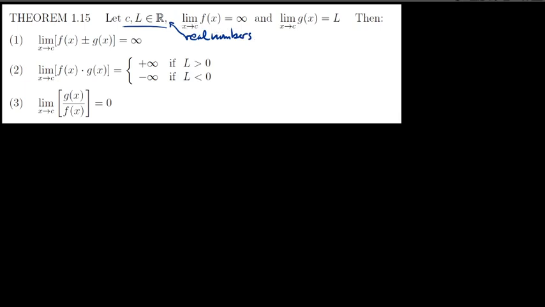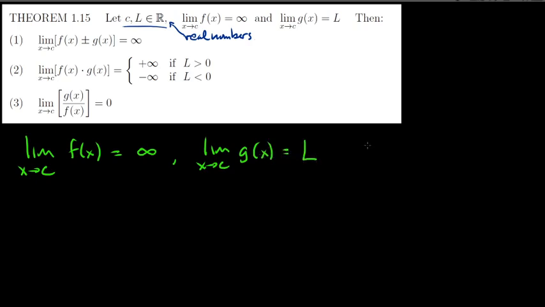And we are given, in fact, let me write it down over here: the limit as x approaches c of f of x is positive infinity, and the limit as x approaches c of g of x exists and is some number L. So these are given. The first statement here just says that if I add f of x plus g of x, or subtract, that limit also has to be infinity.